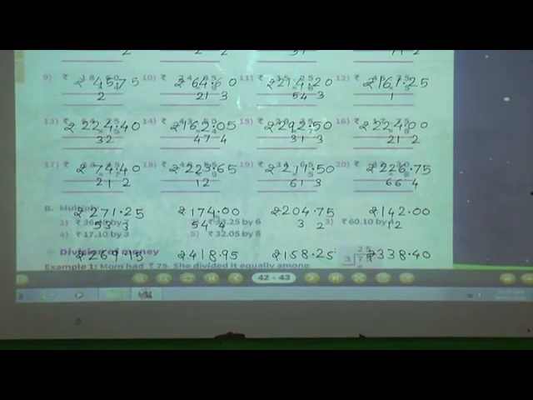Okay. In the similar way only you have to solve question number B. In the next session we will see the next part.